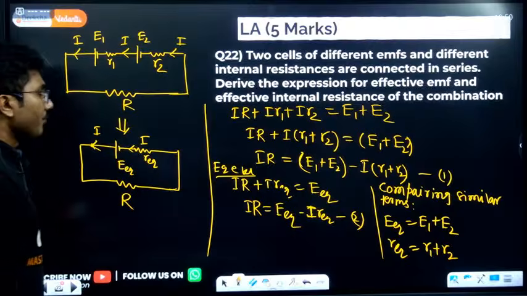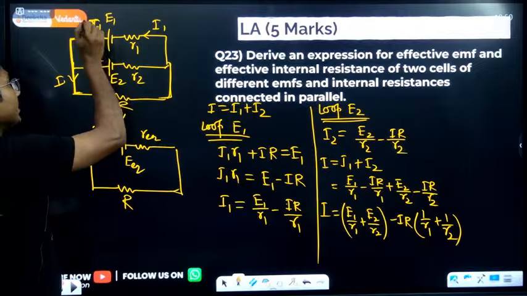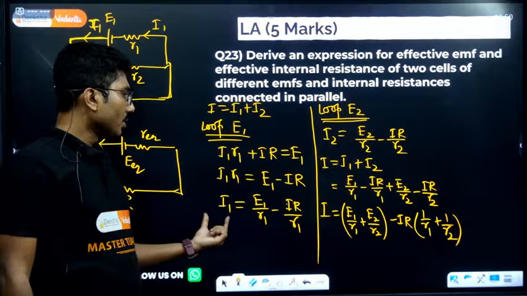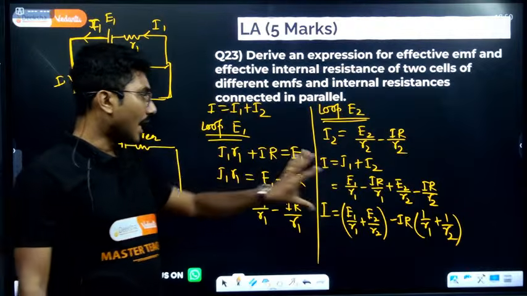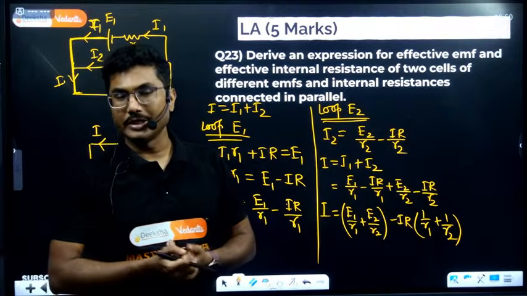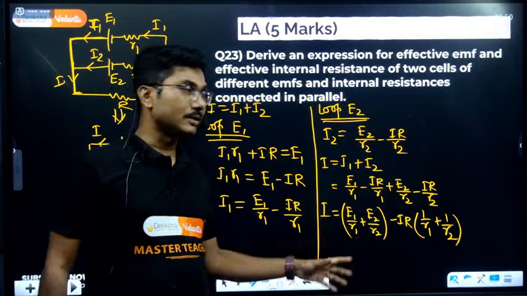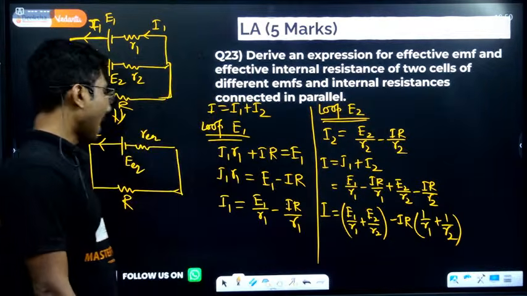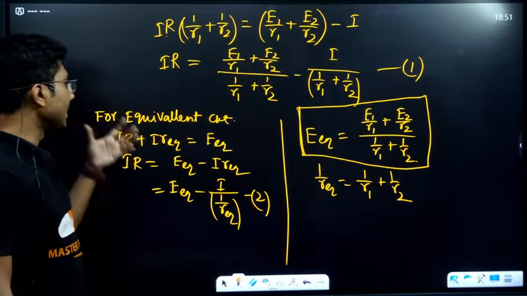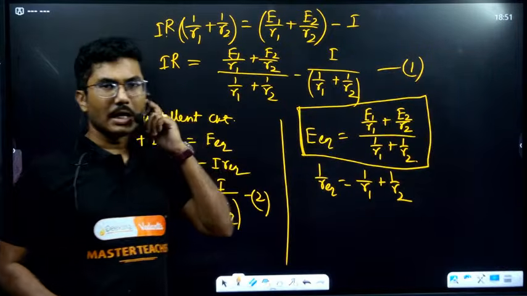Remember the steps: first calculate I1 and I2 individually, with the help of whatever Kirchhoff's equation you are going to get, and then add them to get the I. Now separate IR. In series combination, you get IR directly, no need to do complicated mathematics, but here IR cannot be obtained directly, so you have to take this kind of route. Once IR is separated, you write the equivalent equation as well. From there also you take the IR as common and then you find the R equivalent.